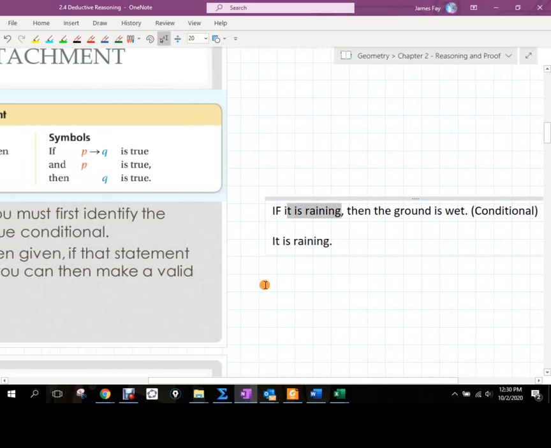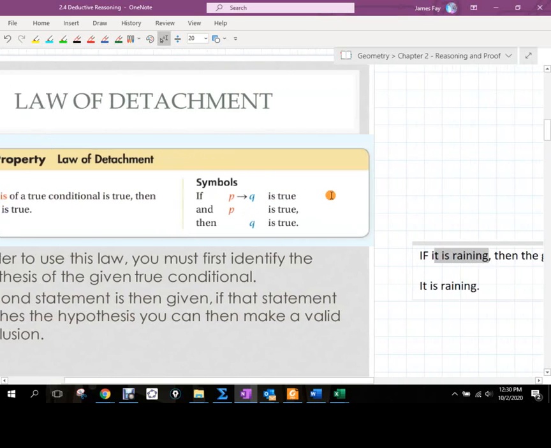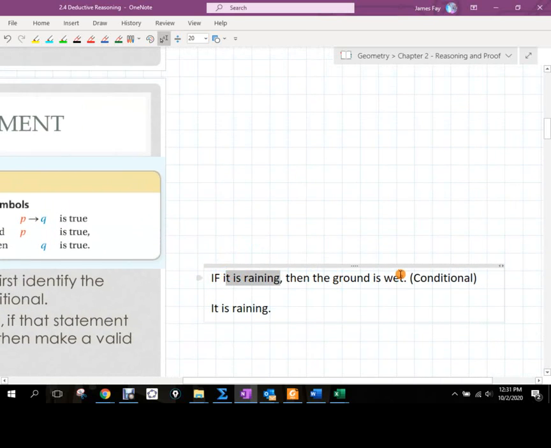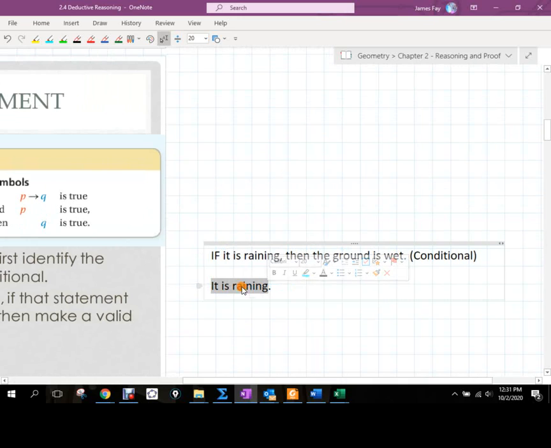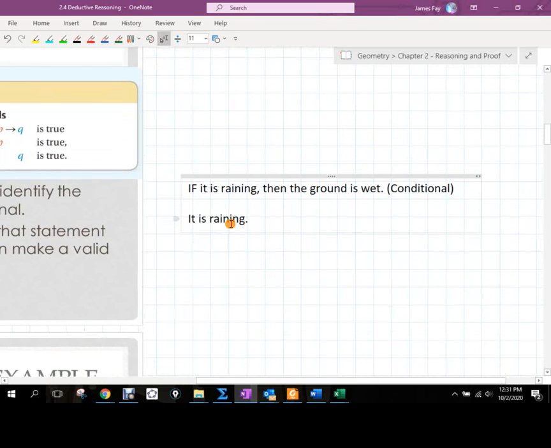Okay, so that's what they're saying in this phrase. It says if the hypothesis of a true conditional is true. That phrase is the idea of me looking at this true conditional and these 2 statements together and saying if these match, which is true right now, right? They match. Then it says the conclusion is true. Then for today, since it's raining today, I can make the argument that the ground is wet. Does that make sense?